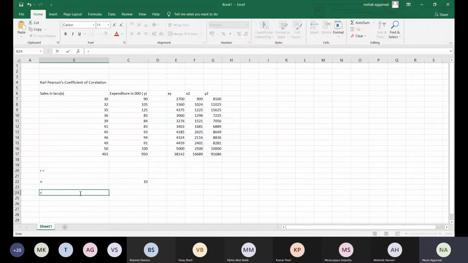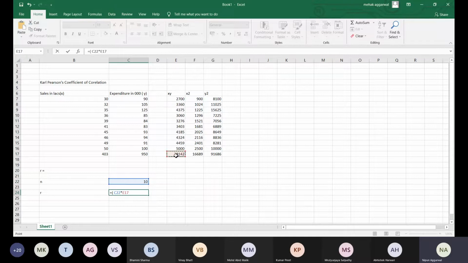So r is equal to, the formula is, you'll take the brackets. So r is equal to n sigma xy. So n is 10 into summation xy. So summation xy is 38142. So n sigma xy becomes n into 38142 minus sigma x into sigma y. So sigma x is this, and 403.